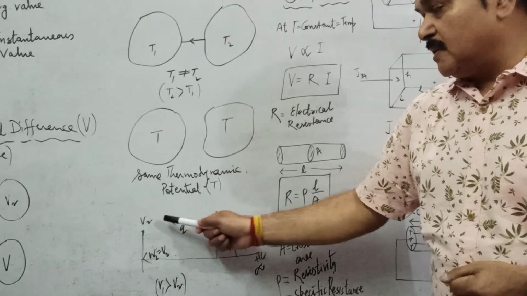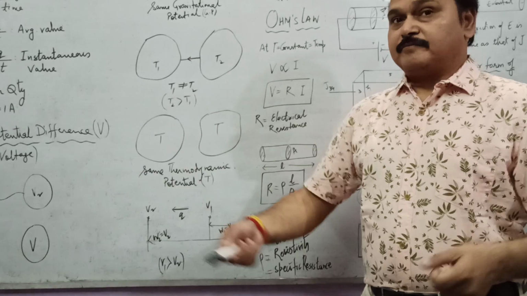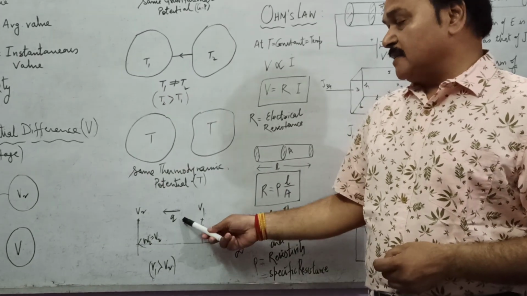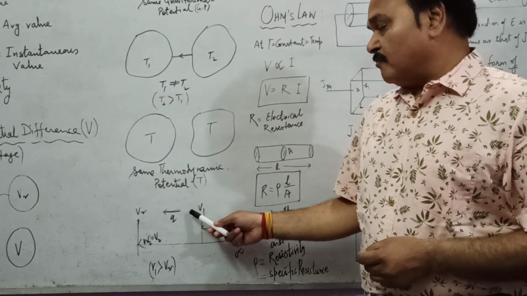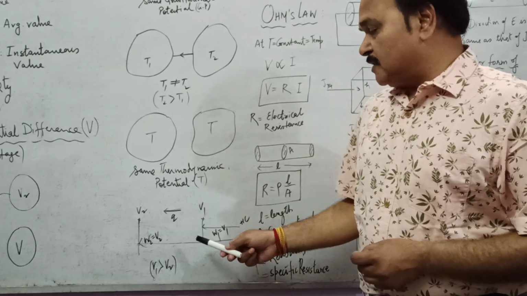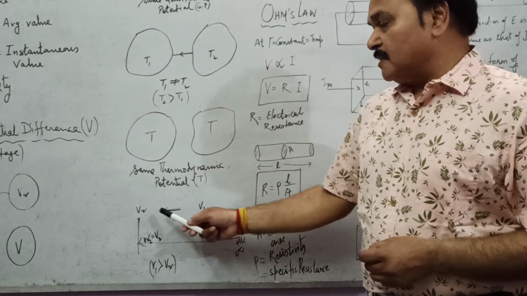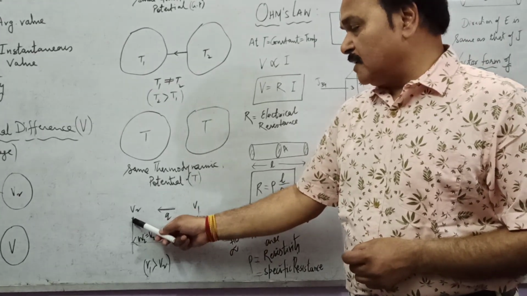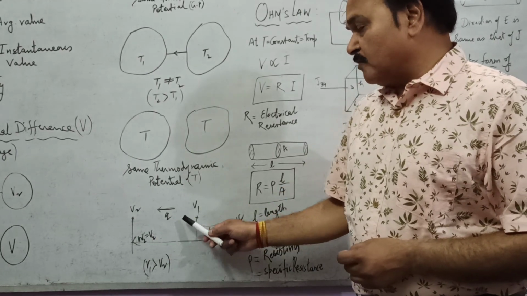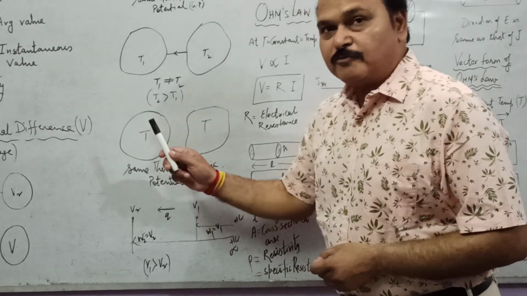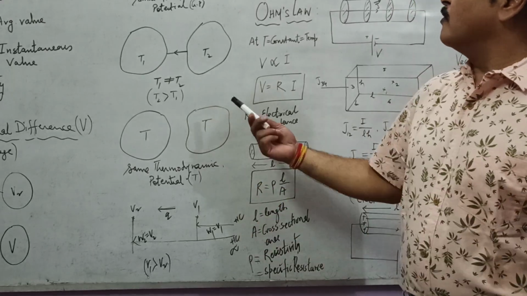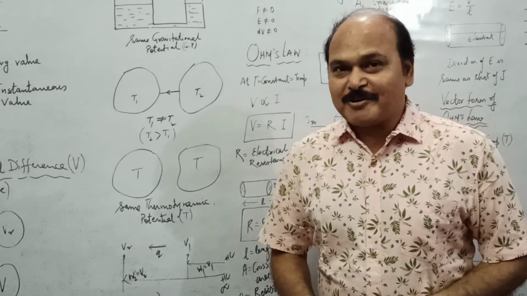Well, both the works are different, and it is by virtue of these different works that these two points are associated with different energy, and by virtue of that energy, the charge moves from one point to another. If V1 has greater potential and V2 has lesser potential, the positive charge will move from V1 to V2. So charges flow. Why? Because of electric potential difference.